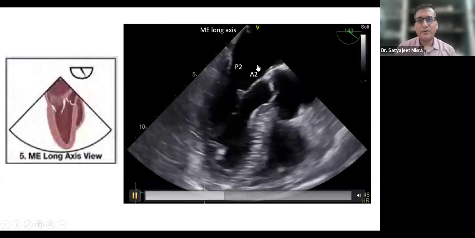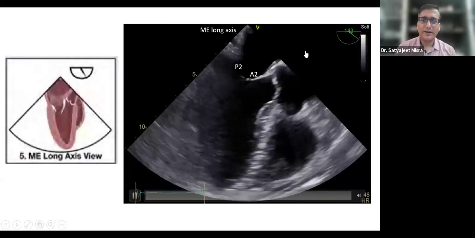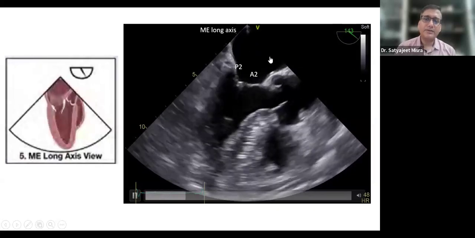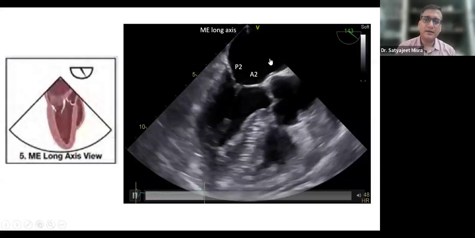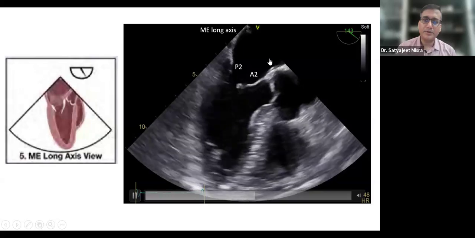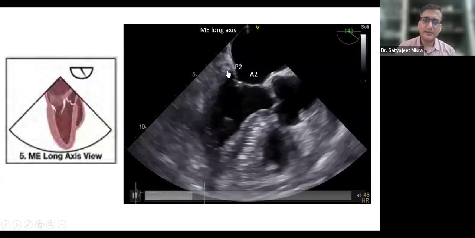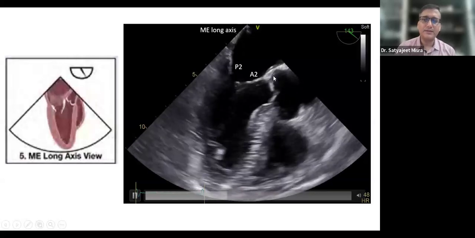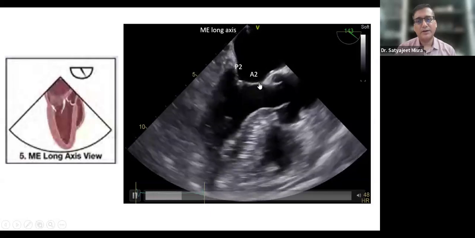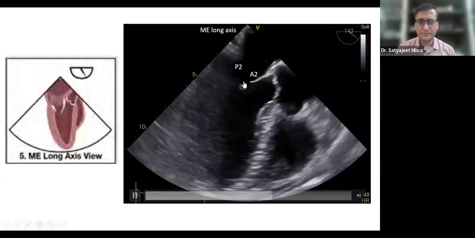Now, when we rotate the multiplane angle further to 120 to 130 degrees, we cut the mitral valve at its highest points on the annulus, and the scallops opposite that are the A2 and the P2 scallops of the anterior and the posterior mitral leaflet. Now, this is the only view where we can say with certainty which scallop of the mitral leaflets we are cutting. So we are cutting the A2 and the P2, which are the highest points on the annulus.